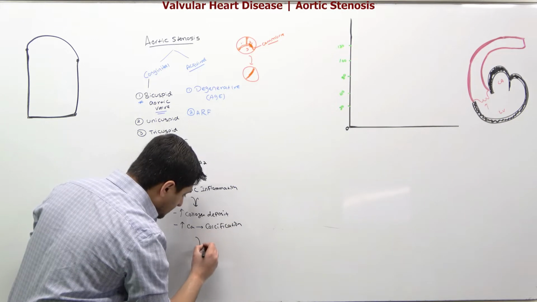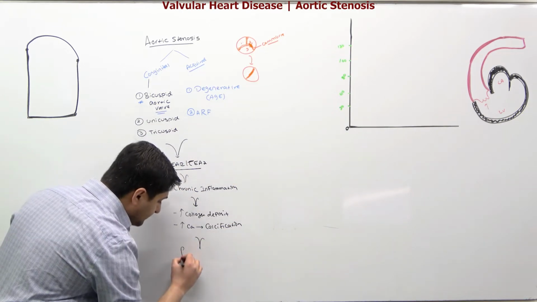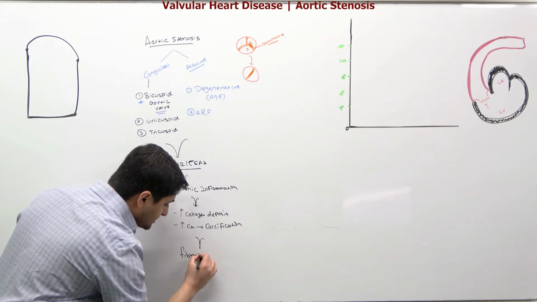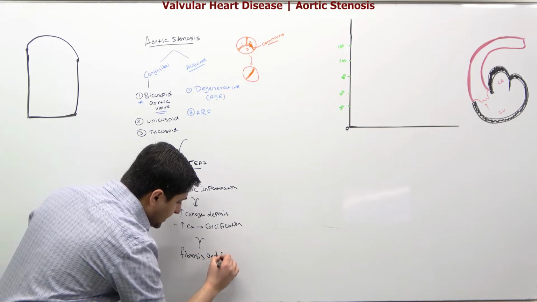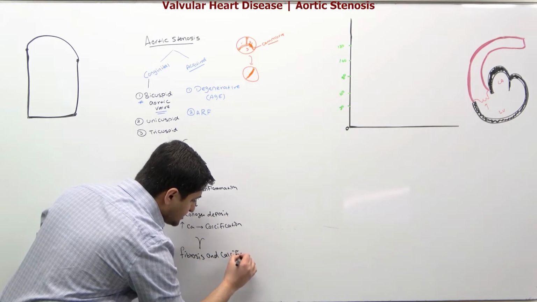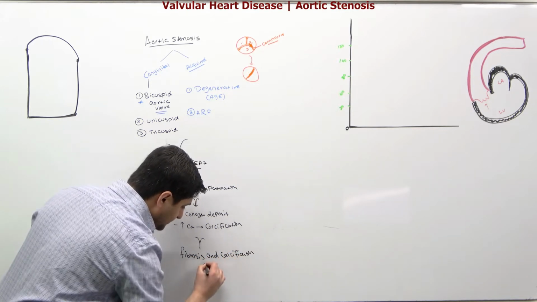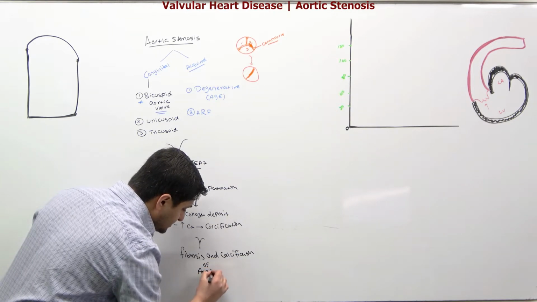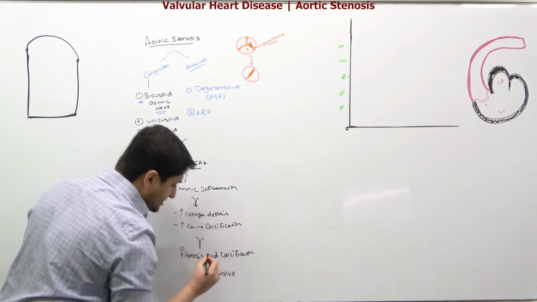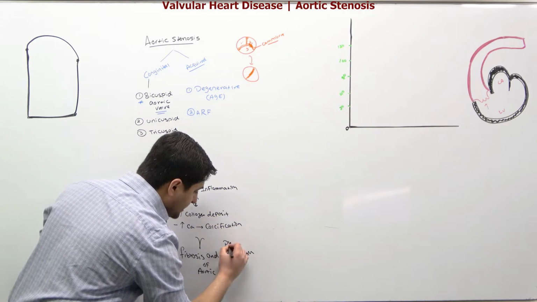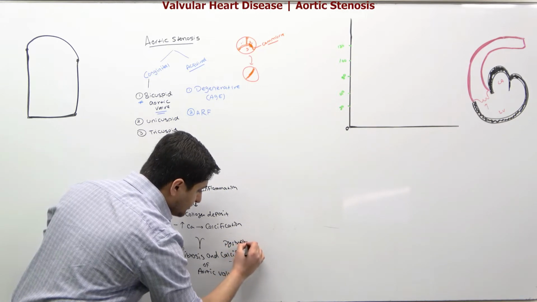So the ultimate result is that there is fibrosis and calcifications of the aortic valve. And what kind of calcification is this? This is a dystrophic calcification, okay? This is a dystrophic calcification.